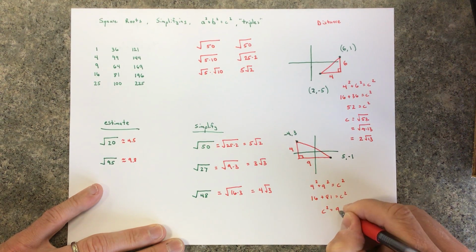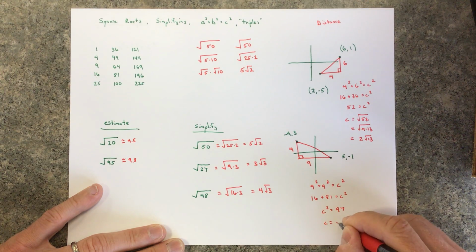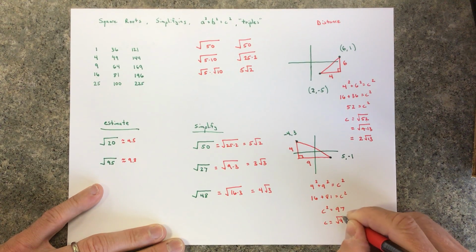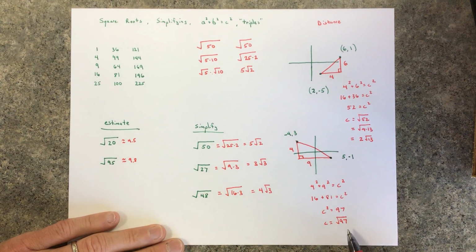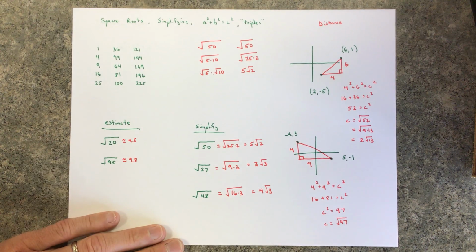C squared is 97. C equals the square root of 97, and in this case, 97 is a prime number, right? Nothing goes into 97. I mean, nothing goes into it, let alone having a perfect square. So that's as simple as it can get, and if you wanted to approximate it, well, it's a little bit lower than the square root of 100, so it's probably like 9.8 or something.